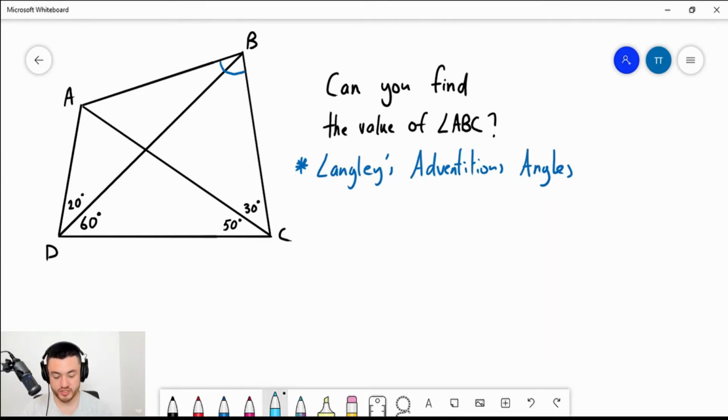Okay, in this particular question, we're trying to find the value of angle ABC. And this particular question comes from a larger group of puzzles called Langley's Adventitious angles. And so basically we can reduce this to a bit more of a general problem. And we rely on a little bit of a trick to help us get started.